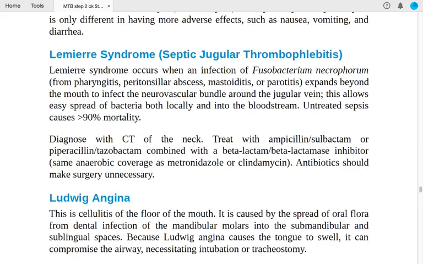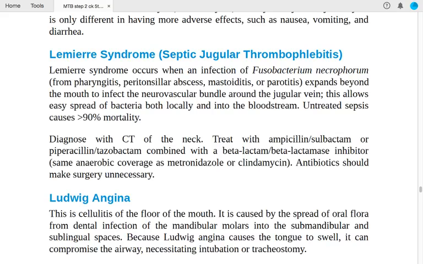Untreated sepsis causes more than 90% of mortality. If it's untreated, it can cause high mortality, of course. You have to diagnose with CT of the neck, and treat with ampicillin-sulbactam or piperacillin-tazobactam, a beta-lactam combined with a beta-lactamase inhibitor, along with anaerobic coverage, metronidazole or clindamycin. Antibiotics should make surgery unnecessary. So diagnose with the help of CT, and always give combinations of antibiotics, especially beta-lactam and beta-lactamase inhibitor.